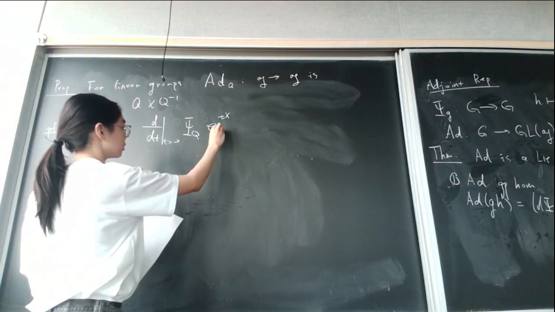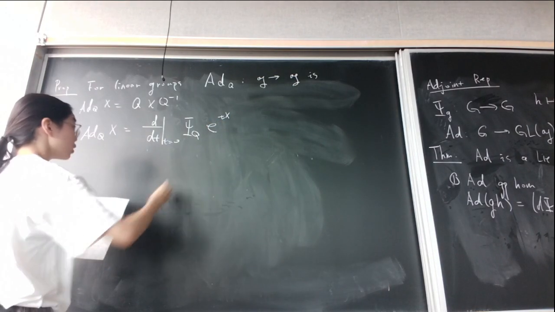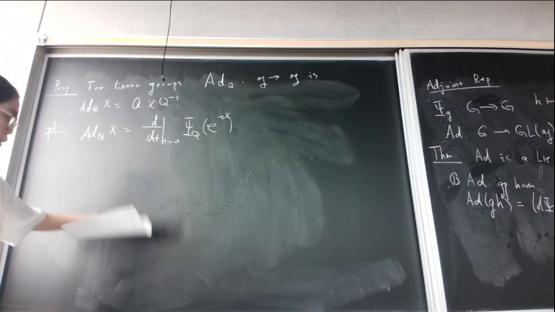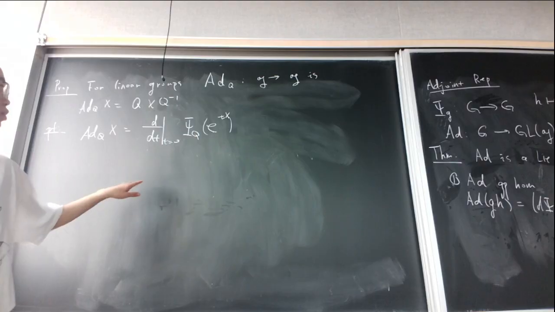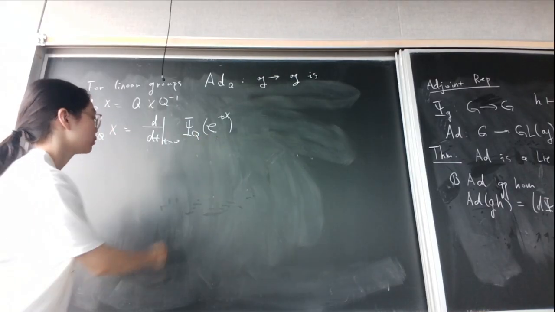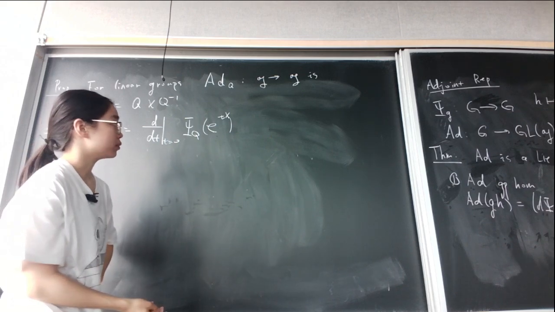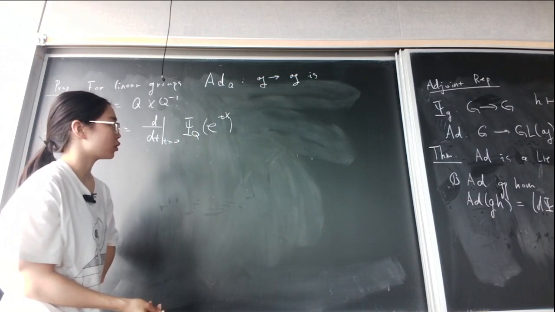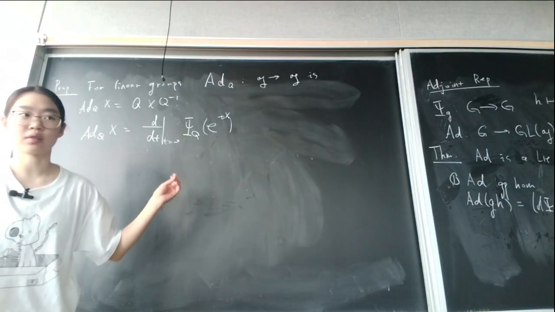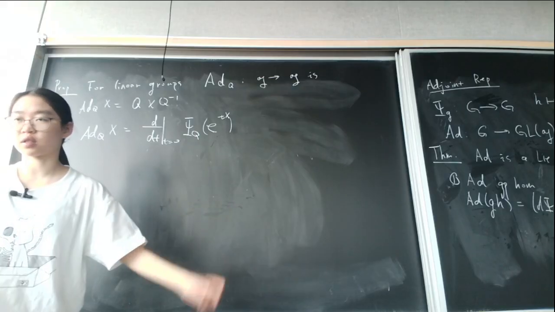Why is the path chosen like that? It's supposed to apply to any path where the derivative at 0 is x. And the exponential map satisfies that. And for matrices, the exponential map is just matrix exponentiation.